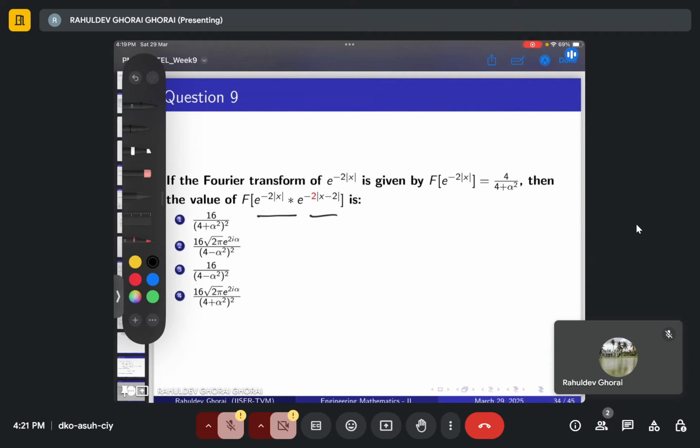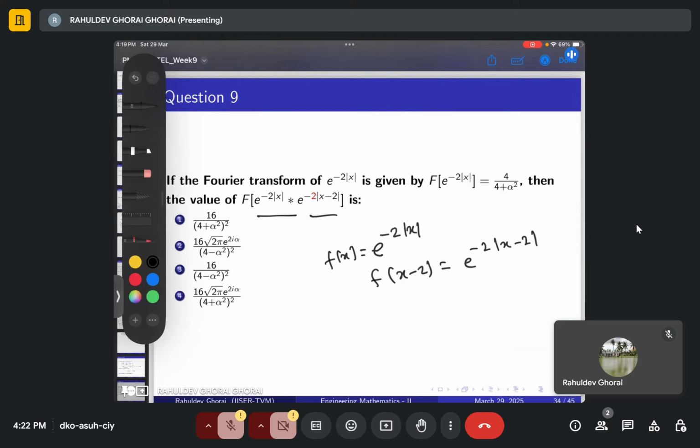Okay, so this is a formula given by, so first of all you see e to the power minus 2 times mod x. If you assume this is f(x), then f of x minus 2 will be this function f of e to the power minus 2 mod x. That is nothing but a translation.